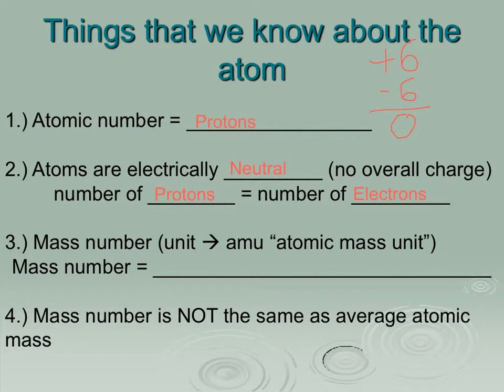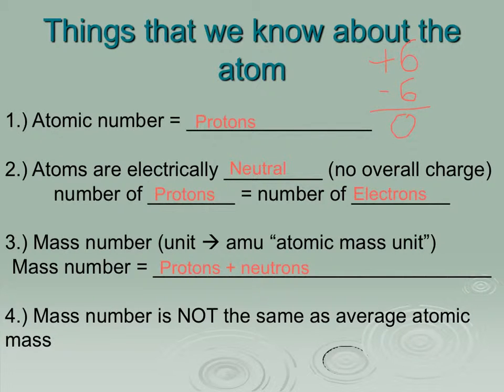Your mass number, which has units of AMUs, or atomic mass units, so atomic mass has units of atomic mass unit, probably the most creative name ever. Well, your mass number now is equal to your protons plus your number of neutrons.